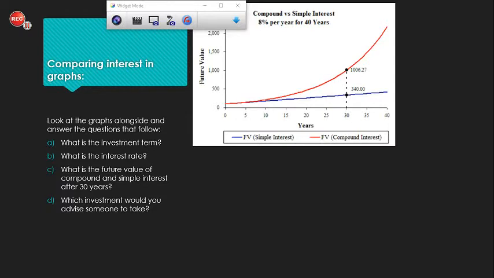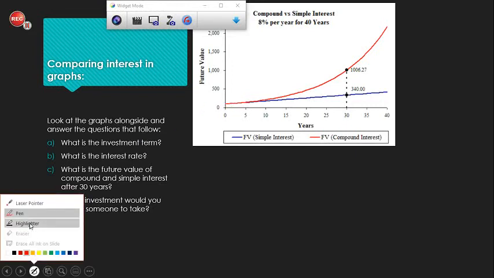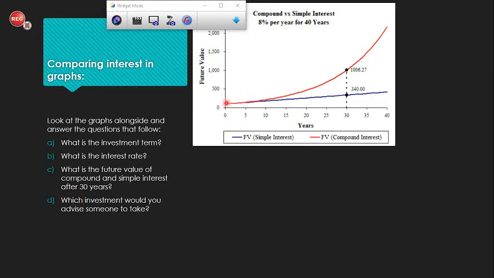So here you can now see comparing interest in graphs, and here you can now see we are going to be working with simple and compound interest. So if you have a look here you can see that the line that's going up is going to be, let me just point it out for you, this line that's going up is actually compound interest, and this line that's going up in a straight interval is going to be simple interest.